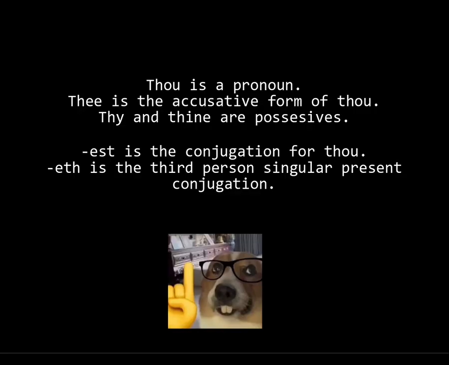Eth is unrelated to thou. It is the third person singular present conjugation used in early modern English. But let's get more in depth.